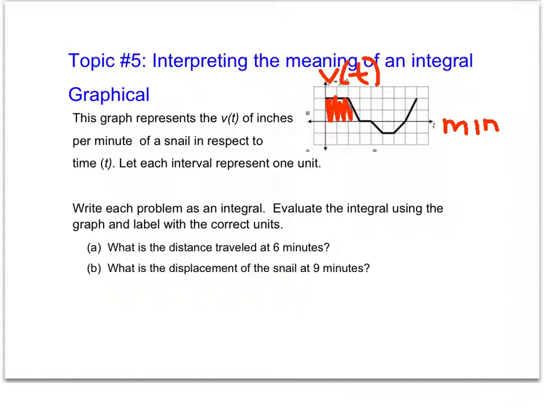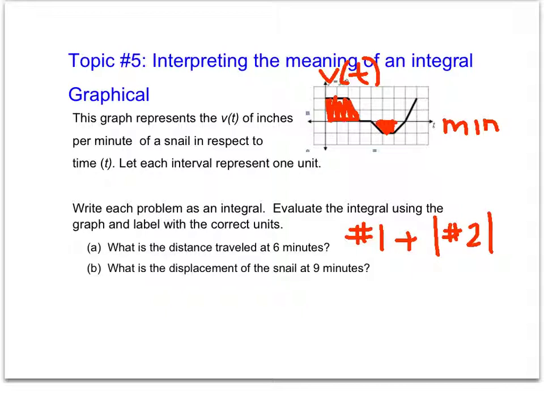Well, we know that this distance here would be to the right, then it stopped for a little while, and then let's see, 1, 2, 3, 4, 5, 6. And then it went backwards a few units. Now remember, distance is where I add up the total area. So I would add up the first section, region 1, and then add that to the absolute value of region 2, because even though you're going the other direction, you're still traveling.